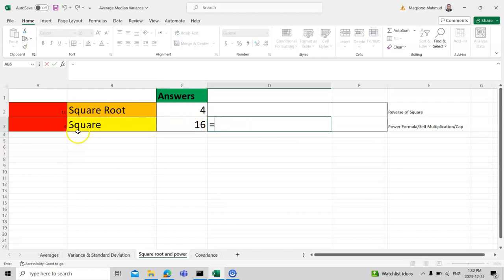Now the second thing is very easy, just multiply it with itself. It is the same as if two wrestlers fight together. So I just multiply it with itself. It's still 16, right? And the third is the cap formula.